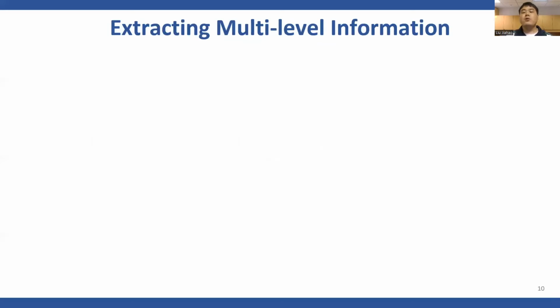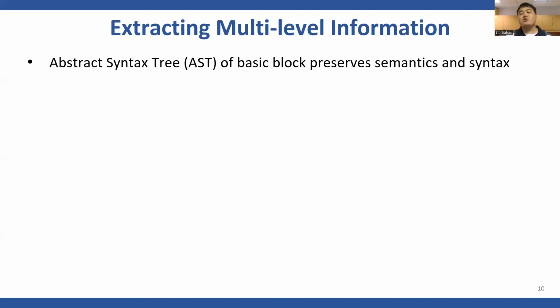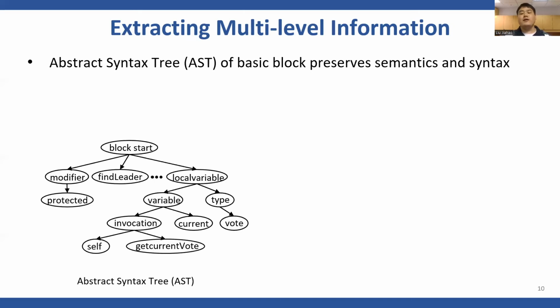We know multiple representations of code have been developed to reason about different aspects of programs, such as abstract syntax tree, control flow graph, and call graph. For intra-block information, we use the AST of a basic block to capture related information. This is because the AST can preserve semantic and syntactic knowledge of basic blocks.